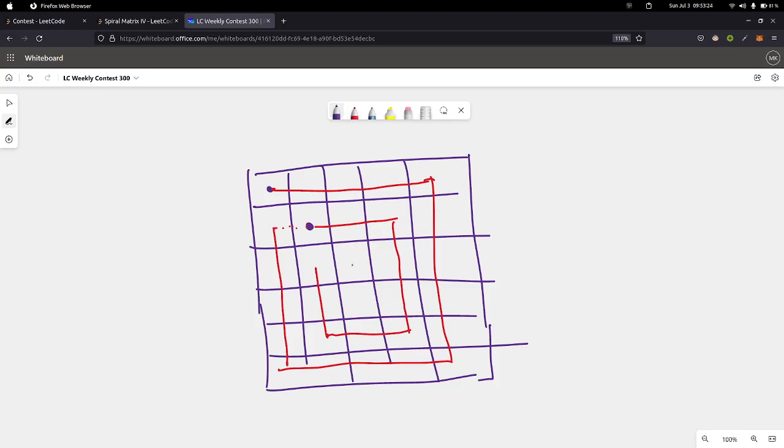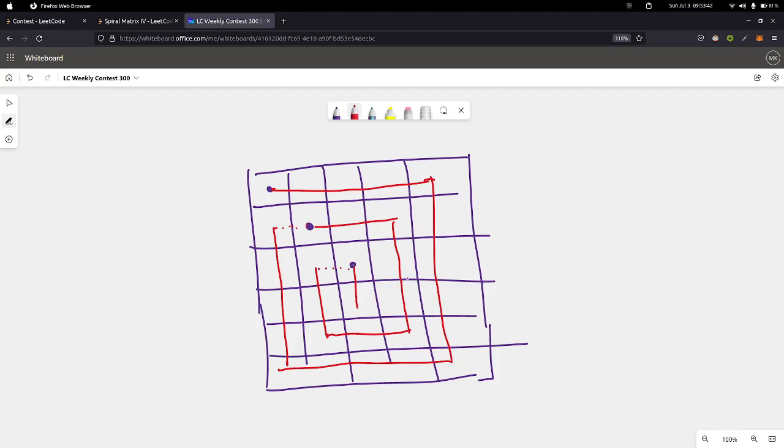So that will be a new starting point, and since I cannot go anywhere, right, I have to go below. That's it. So this is how we have to traverse the entire matrix.